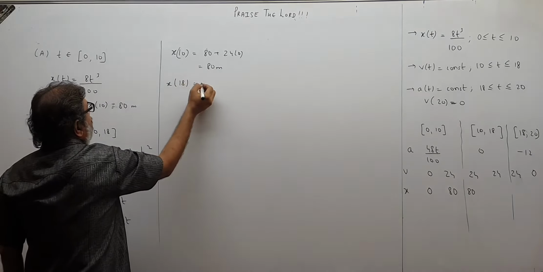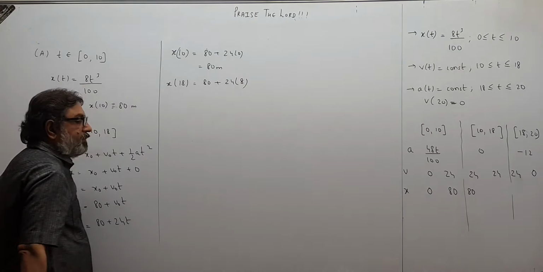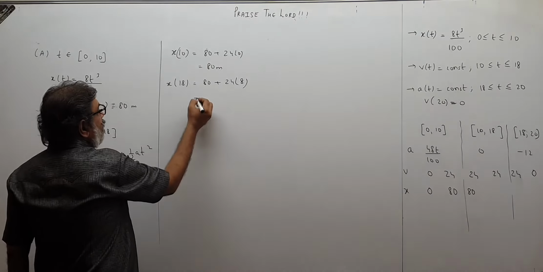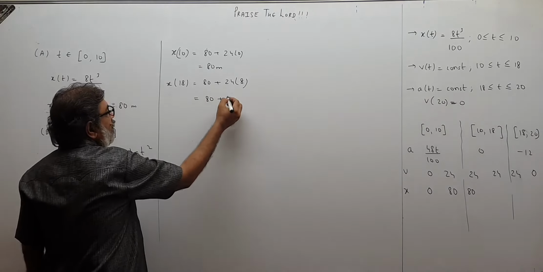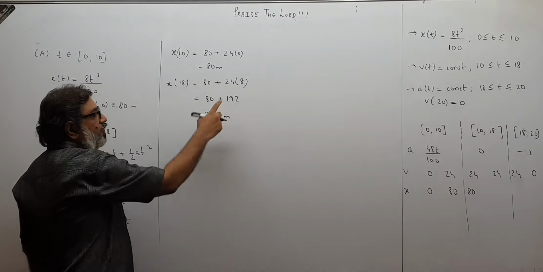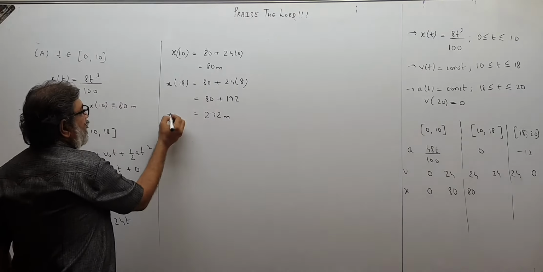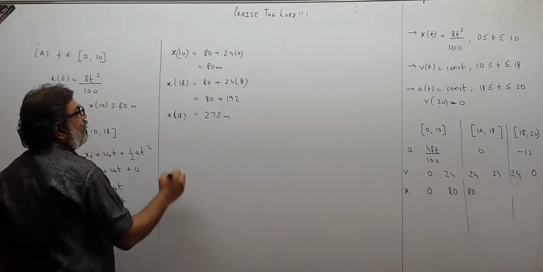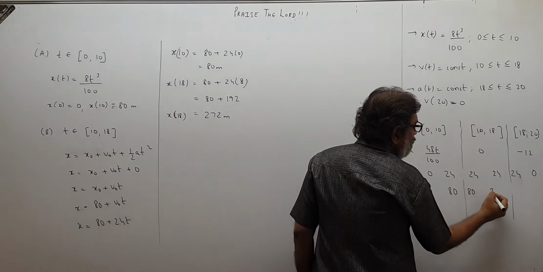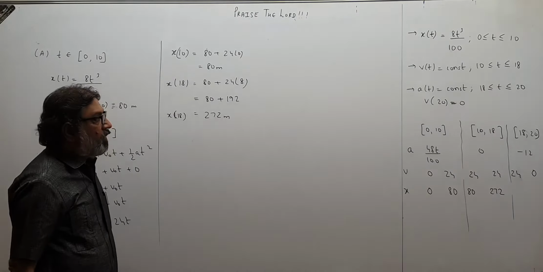And x at 18, 80 plus 24 into 8, please understand, not 18, because the time interval was 8 seconds. So this will become 80 plus 192, that will be 272 meter. I think 24 4s are 96 and double 192, so 272 meter. This is the position of the body at 18 seconds.